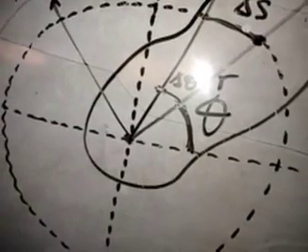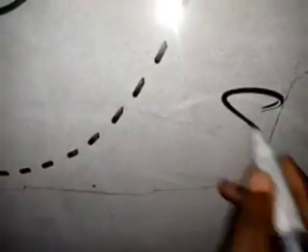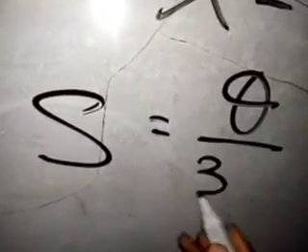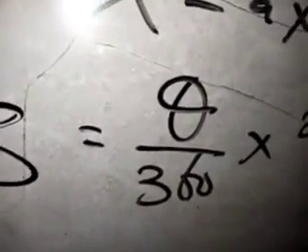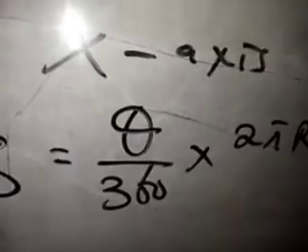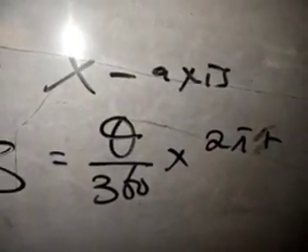Very simple. Now, how can we find this relationship? Remember that from mathematics, we are told that the length of an arc of a circle is equal to theta over 360 times 2 pi r, with small r being the radius.